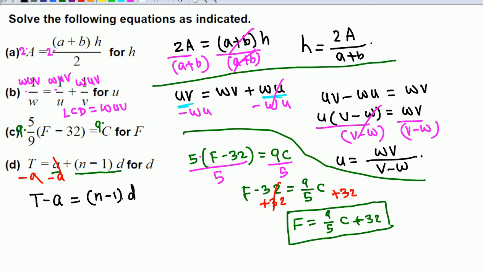Now n minus 1 times d, do not distribute because we are isolating d, so it's a times d, so we need to divide by n minus 1. Okay, divide by n minus 1, we don't need parentheses. So d equals whatever we have is the final answer. So d equals t minus a over n minus 1. That's the final answer.